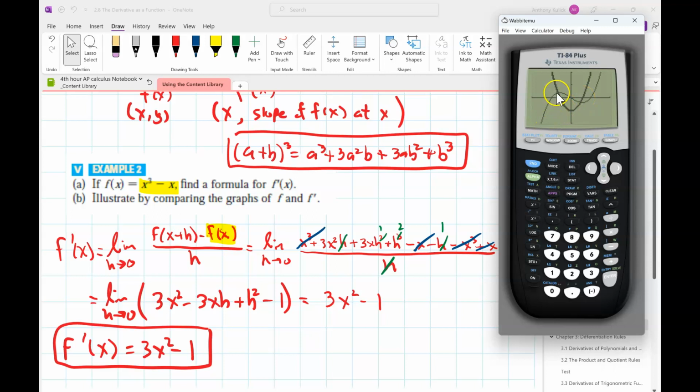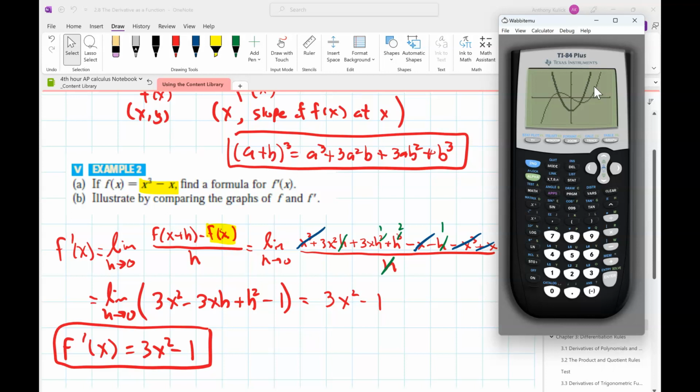When our function is increasing, the derivative is above the x-axis. When our function is decreasing, our derivative is below the x-axis. And then when we're increasing again, the derivative is back above the x-axis. Everybody's cool with that? Chanel?